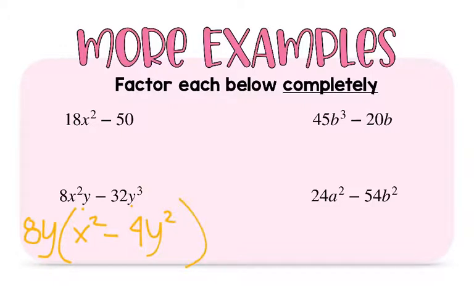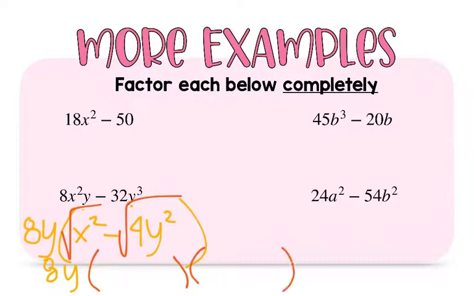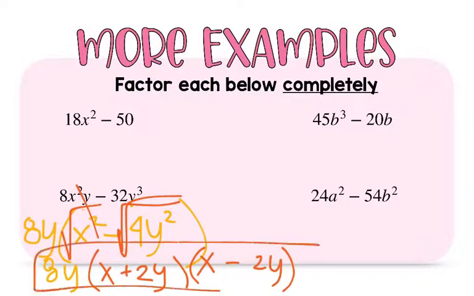Okay, so now let's take the square root of both of these on the inside. I still have the 8y on the outside. And now with the difference of squares rule, the square root of x squared is x, the square root of 4 is 2, and the square root of y squared is y. So my numbers and letters are going to be x and 2y. One of them a plus, one of them a minus, and you're done.